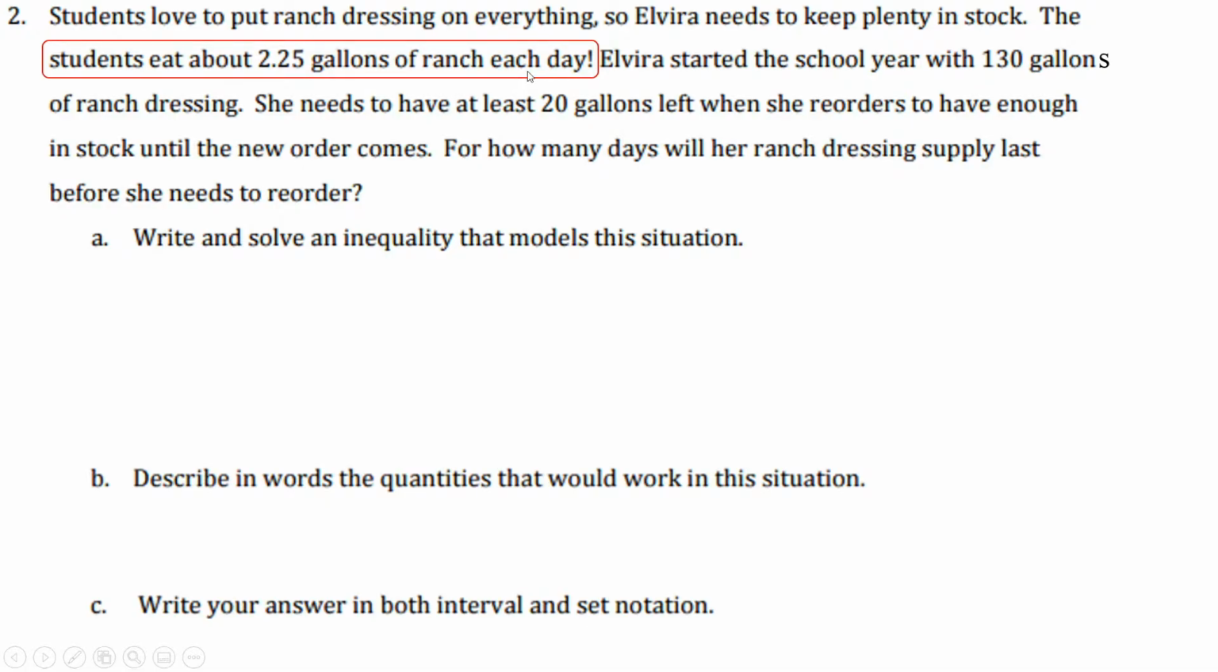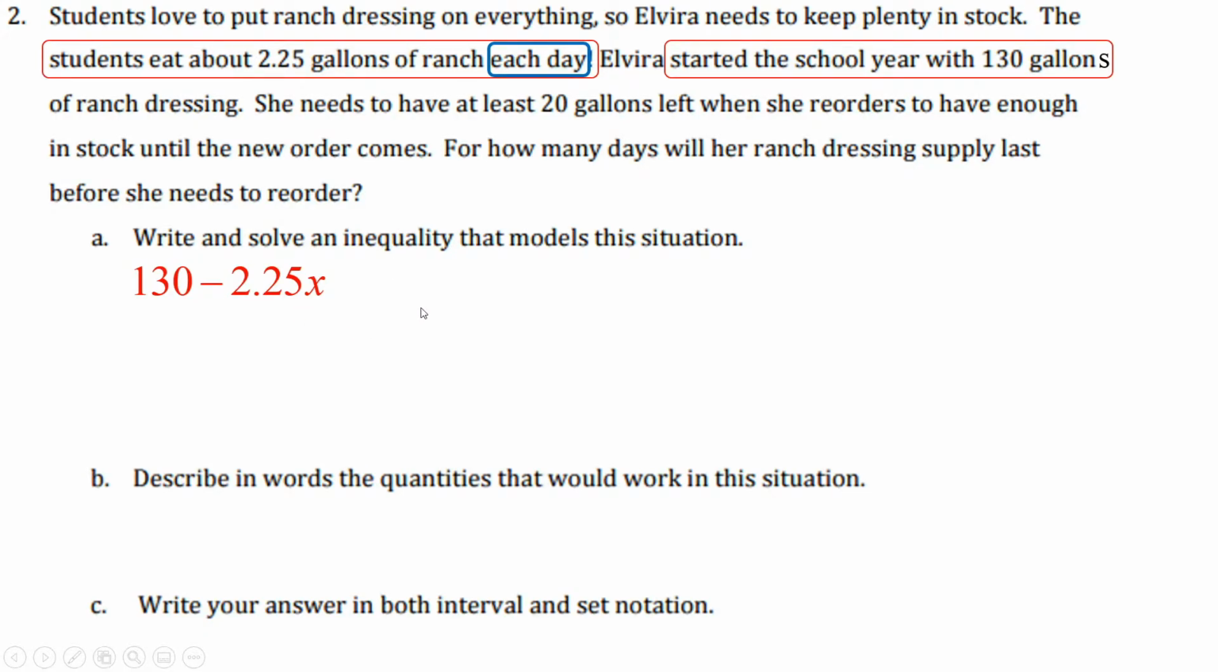So what's your variable there? A lot of people might say it's gallons of ranch, but it's actually going to be each day, x. So that means, how do I write this algebraically? 2.25 gallons of ranch per day, that would be 2.25x. All right, good. And Elvira started the school year with 130 gallons. So before that first day, Elvira has 130 gallons, and then every day she's losing 2.25 of those gallons, or minus 2.25x. So I'm just going to go 130 minus 2.25x.